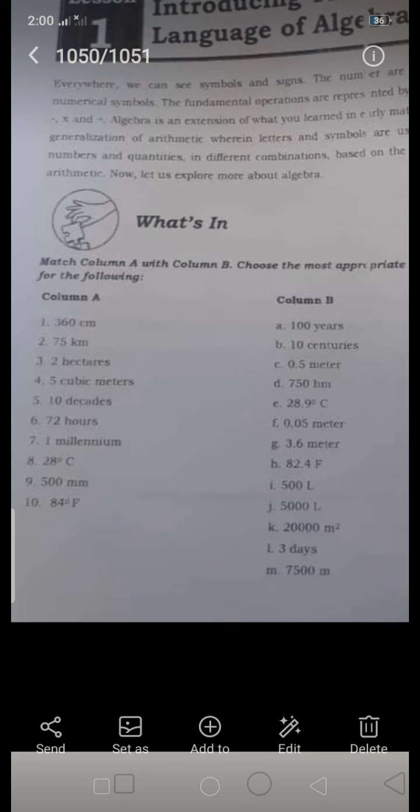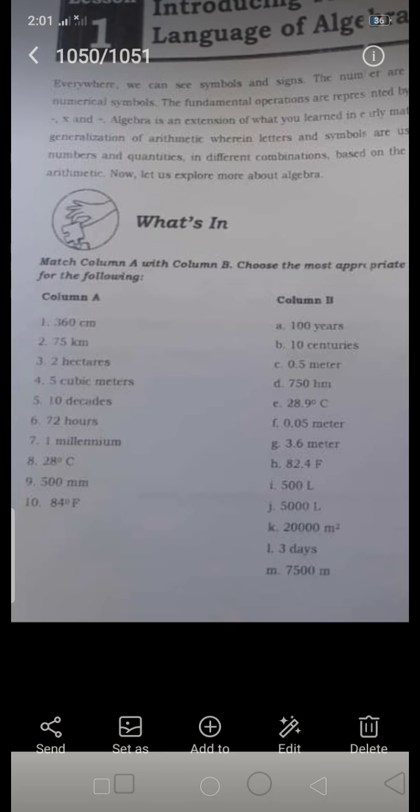Next number is 5 decades. So, 10 decades, isa ka dekada. Pag dekada, 1 decade is equivalent to 10 years. Isang dekada, paghambal nga isa ka decade, equivalent na siya sang 10 years. So, kung may 10 decades dito sa number 5, ang 10, i-multiply mo lang sa 10 years. So, magkaroon siya ng 100 years.